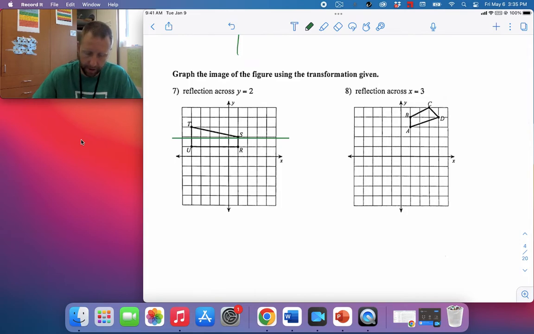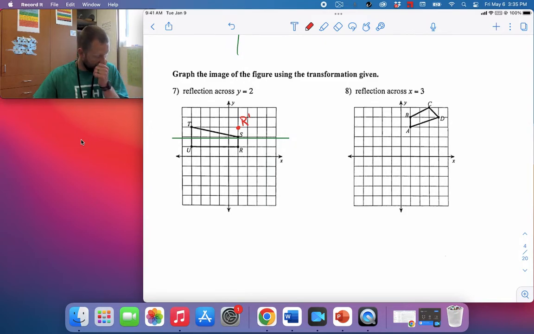So for instance, I'll start here with R. R is 1 space away from the line of reflection, but it's below it. I need to move it up here so that it's 1 space above it. And that's what I'll do. I'll do this in red. So R prime is right there.